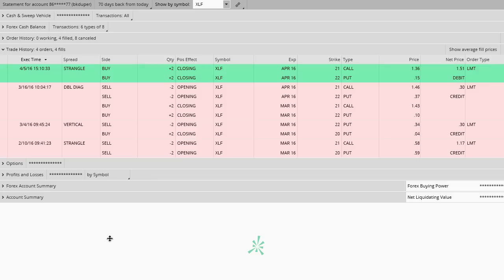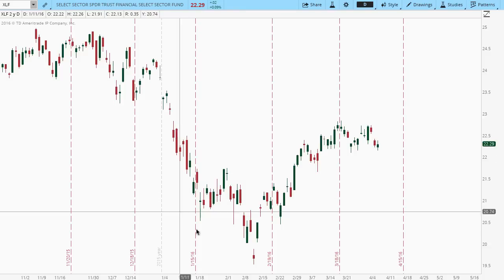Now, if we go to our Thinkorswim platform, you can see these are all live, real trades. This isn't paper money or anything. And this was the original trade that we made back on February 10th. So we opened that new position here on February 10th, which was the $1.17 credit of the 21 calls and the 20 puts. Now, as you can see on this chart, this was the date that we entered this strangle, and we pretty much picked the worst time to get into XLF because the stock rallied significantly beyond that.